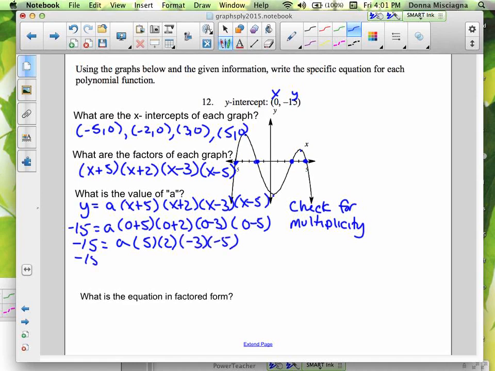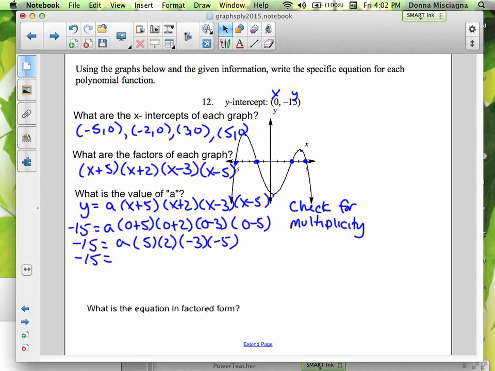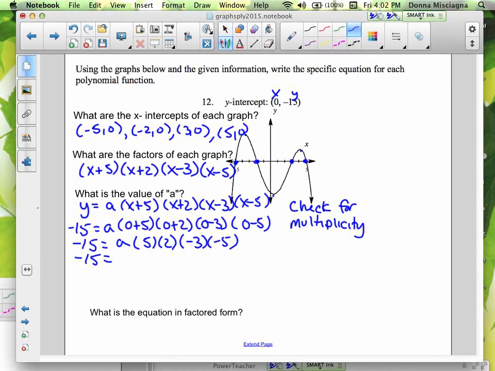Right, so -15 equals a times, we got 5 times 2 times -3 times -5. So -15 equals 5 times 2 is 10. Times -3 is -30, times -5 is positive 150. So we have 150a. Are we expecting a to be positive or negative? Well, if you look at the graph, both ends are down. You should be expecting a to be negative, which it is. We'll divide both sides by 150. And so here, -1/10 equals a.